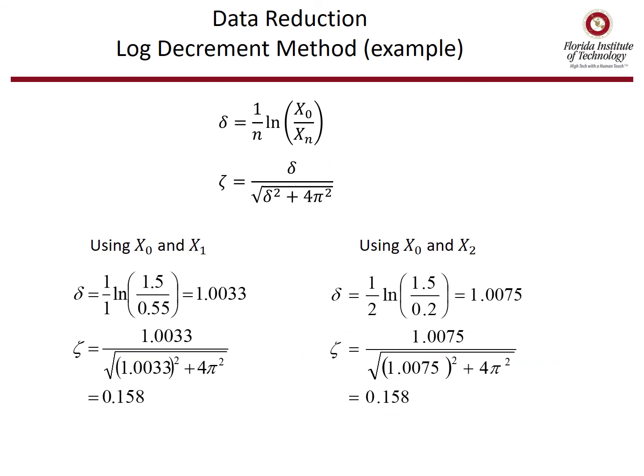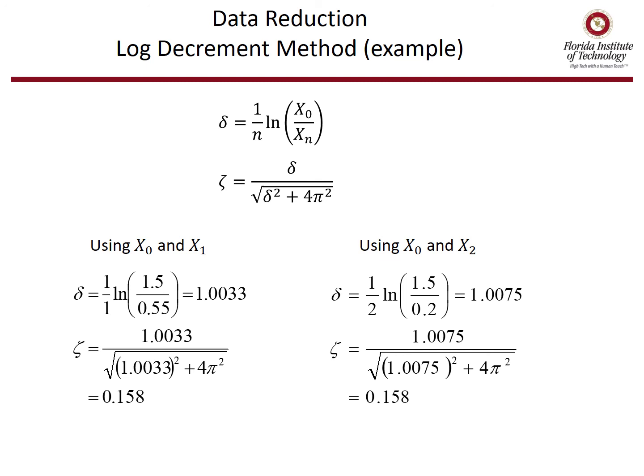I then take the values, the different amplitudes at 0 and some value n, which can be 1 or 2 in this case, and we use the equations for delta. In this case, delta is not elevator deflection, it's just a variable. And then we use that value from that equation, plug it into the equation for damping ratio, the second equation, and get our damping ratio.